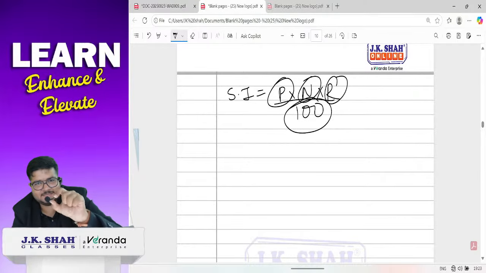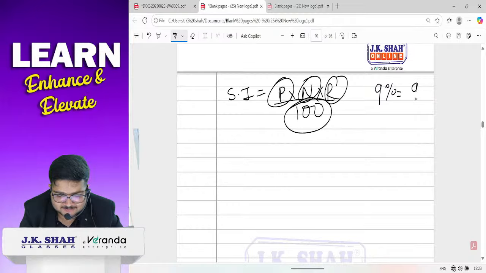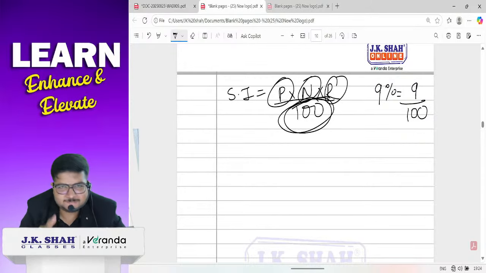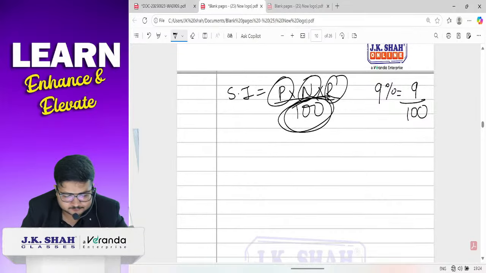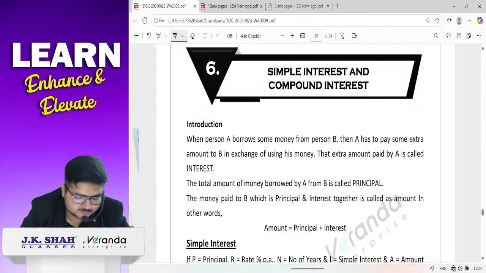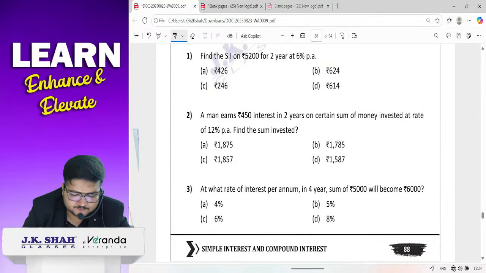This 100 is basically of R only. Rate is in percentage, so if it is 9%, it can be written as 9 upon 100. So this 100 comes from the percentage. If it is 8%, I will write 8 upon 100. But we are not going to use the formula; we are going to use the logic as we have done in our offline classes. Let us do the first question.